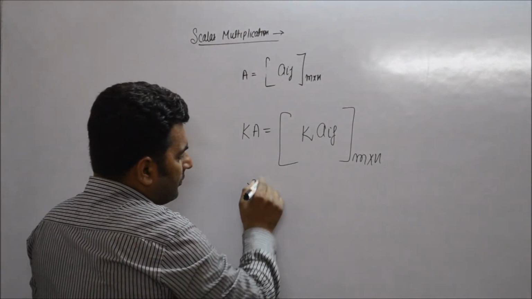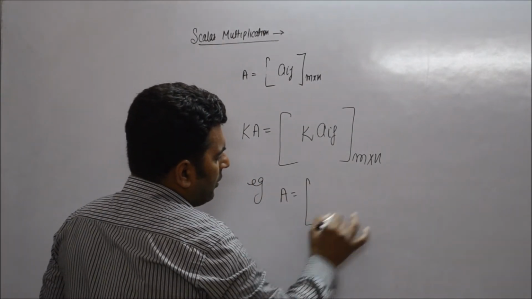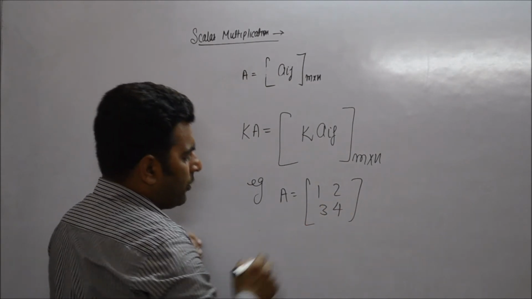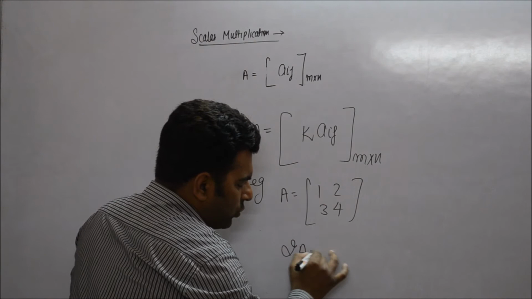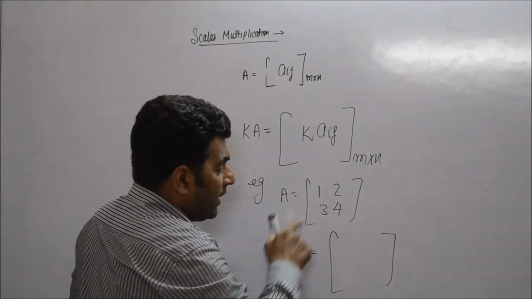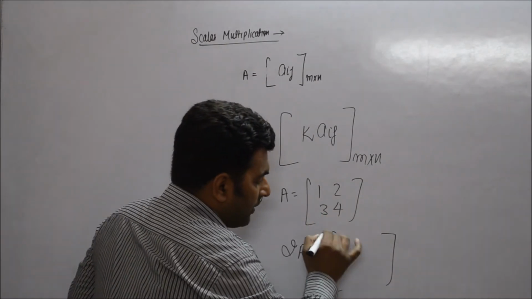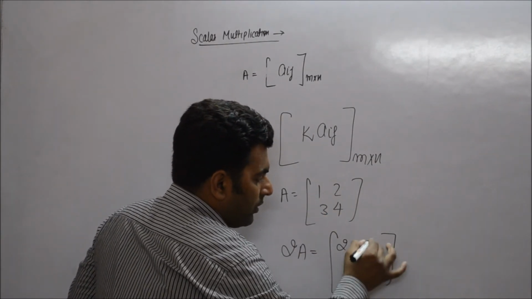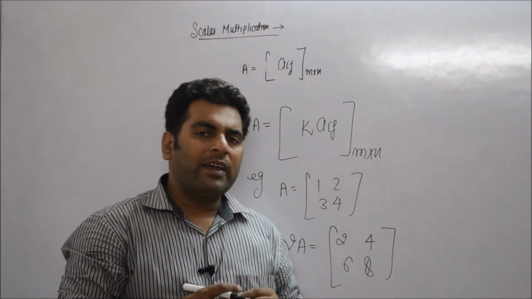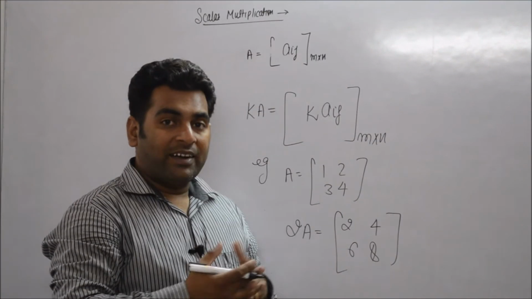For example, if A is 1, 2, 3, 4, so this is a matrix of order 2 by 2. If I say find 2A, then what is 2A? You will multiply 2 into each and every element of A. That means 2 into 1 is 2, it's 4, 6 and 8. So it's very easy, just multiply each and every element of matrix A.